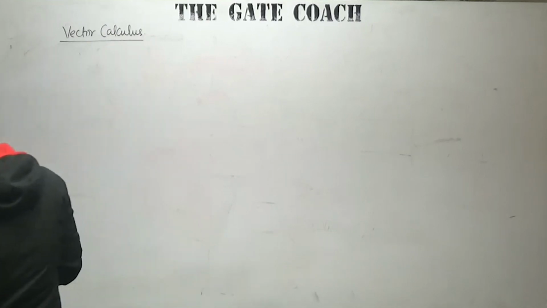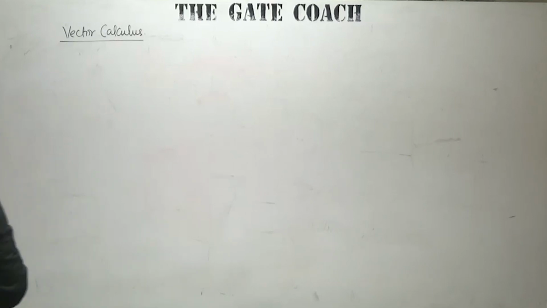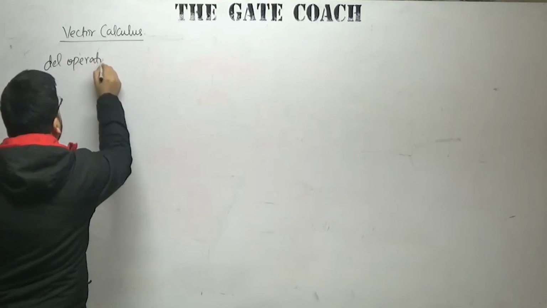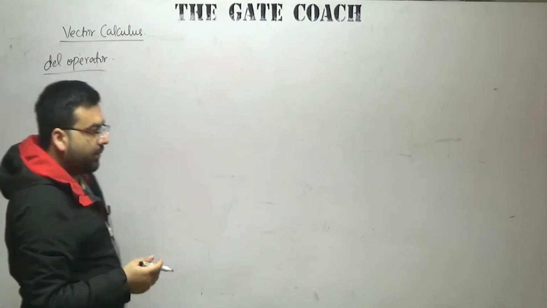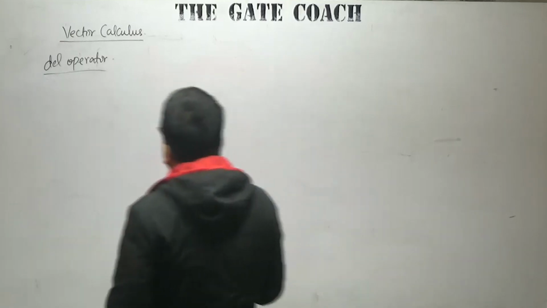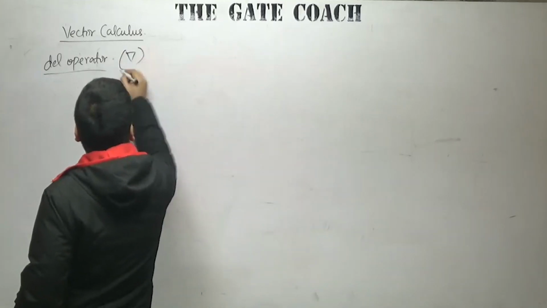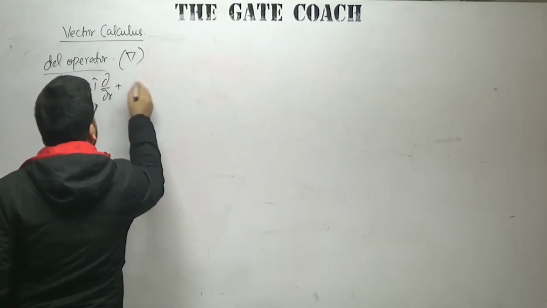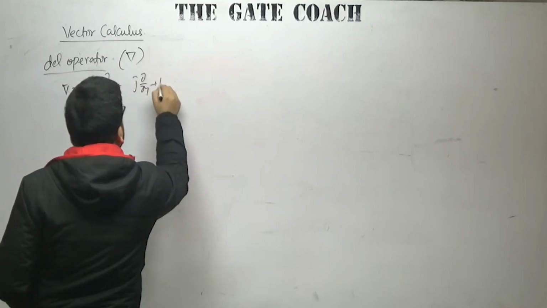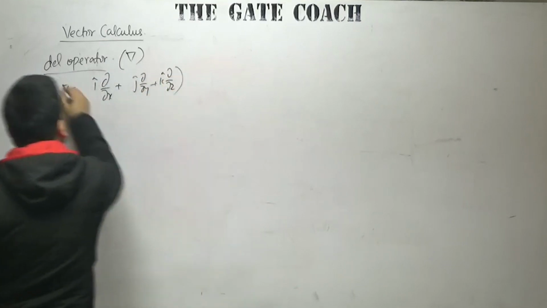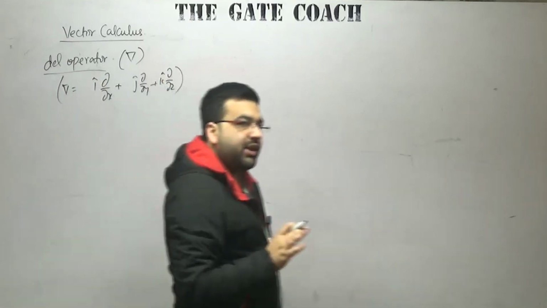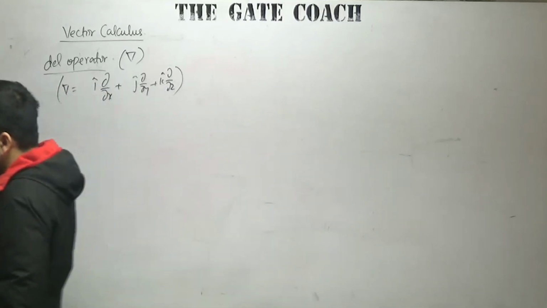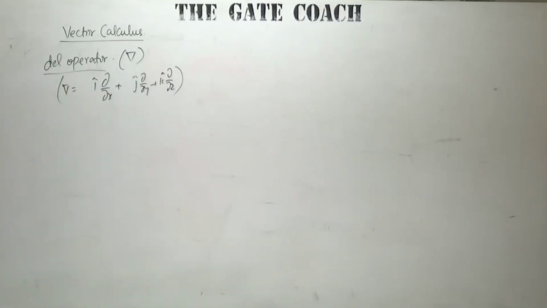Dear students, what we had discussed in vector calculus is that first of all we defined the del operator. It is just like a normal operator, a plus operator, a negative operator, a multiplication operator. Just like that we have the del operator. It is given by i cap dou by dou x plus j cap dou by dou y plus k cap dou by dou z. It doesn't have any magnitude, it doesn't have any direction, it just acts as an operator.